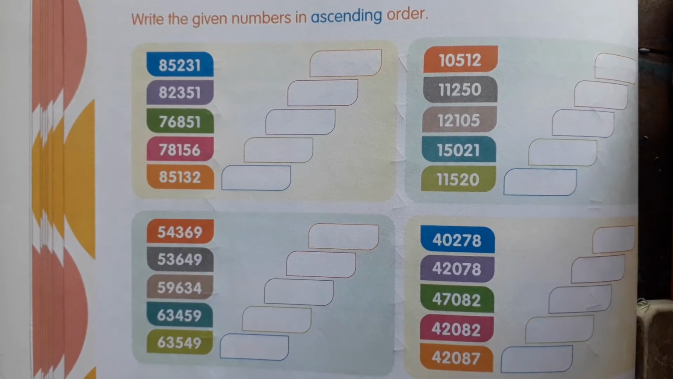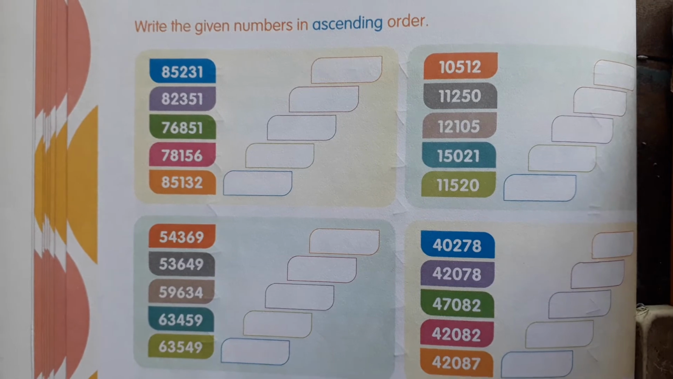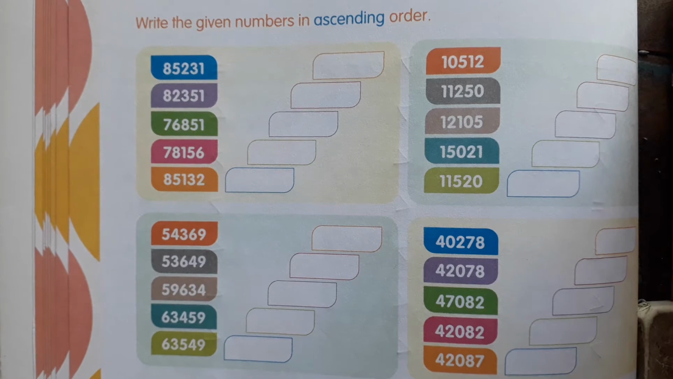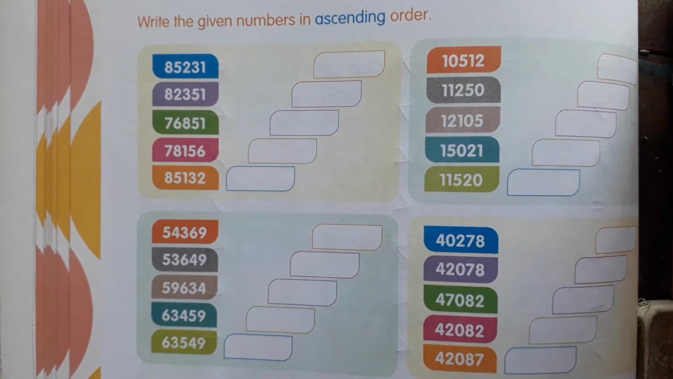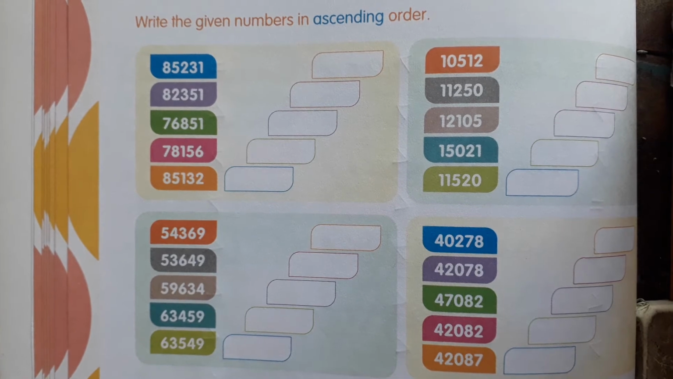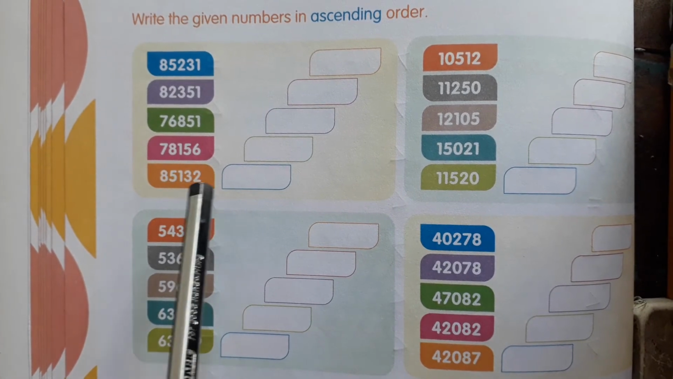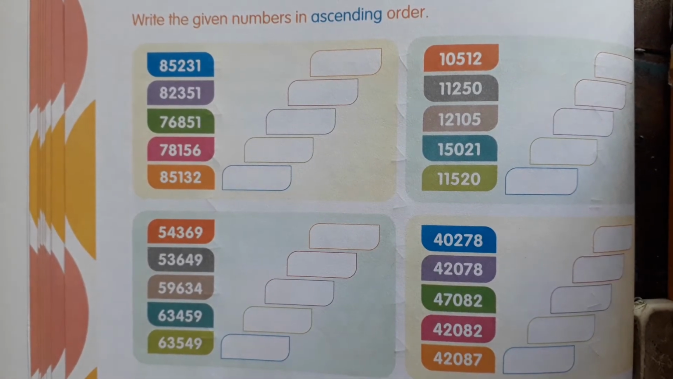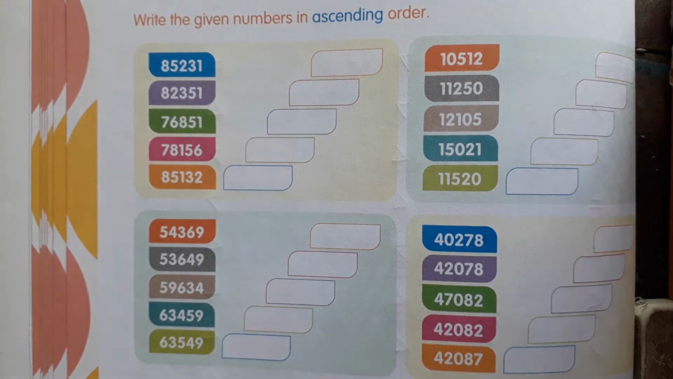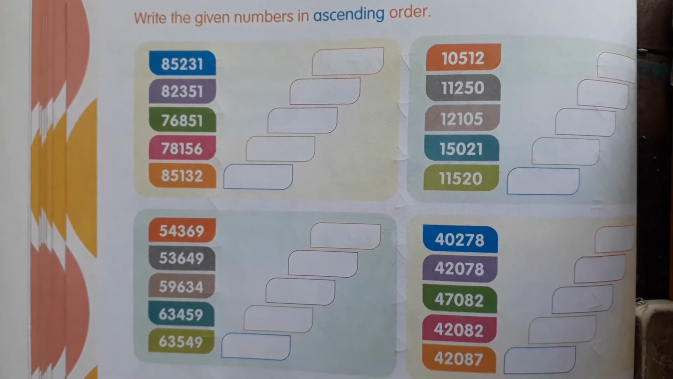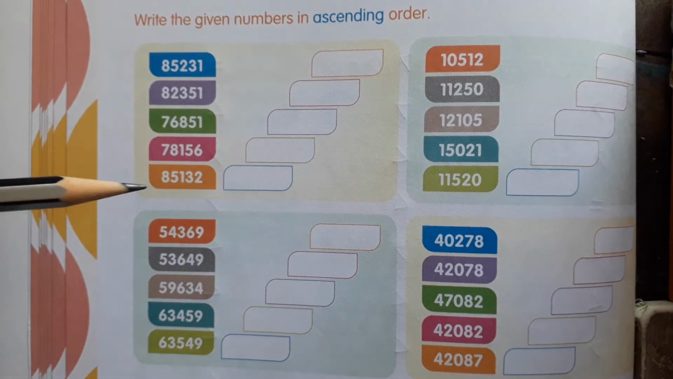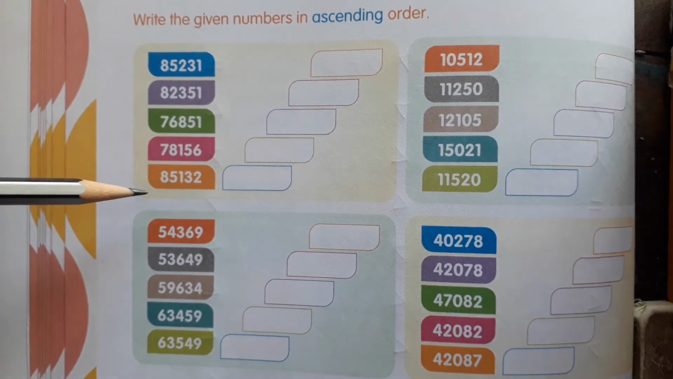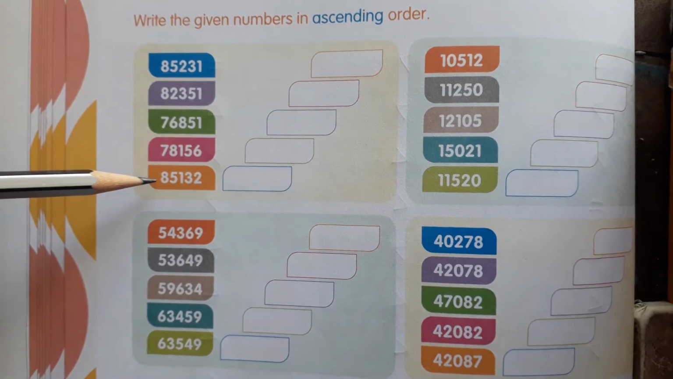Write the given numbers in ascending order. Here they are given some numbers and asking to write in ascending order. Ascending means small to big. So first start from the small and write up to big. Okay children, look, here also we will use the comparison of numbers. All are having the same number of digits, so compare the highest place value digit here, that is the 10,000 place.